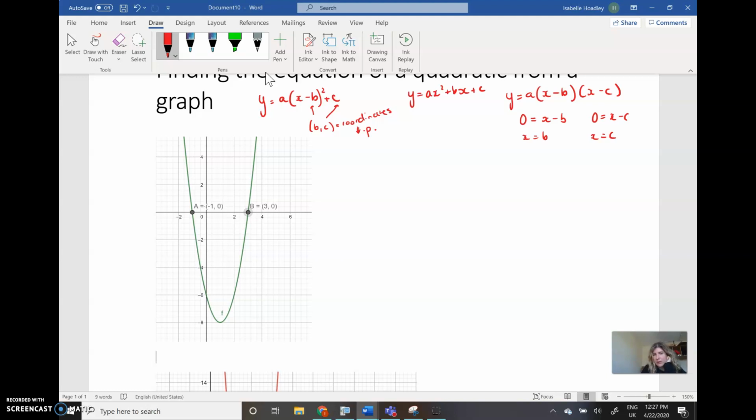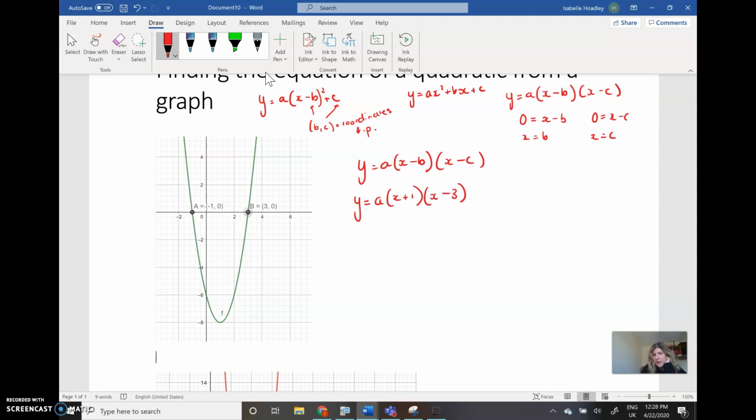So from here, I've got my y equals a(x minus b)(x minus c). Now I know that these values correspond to the intercepts in the graph, remembering that when you put them into the brackets, they're the opposite sign. So that's going to be -3, and that one's going to be +1. So this is then going to be y equals a(x plus 1)(x minus 3).